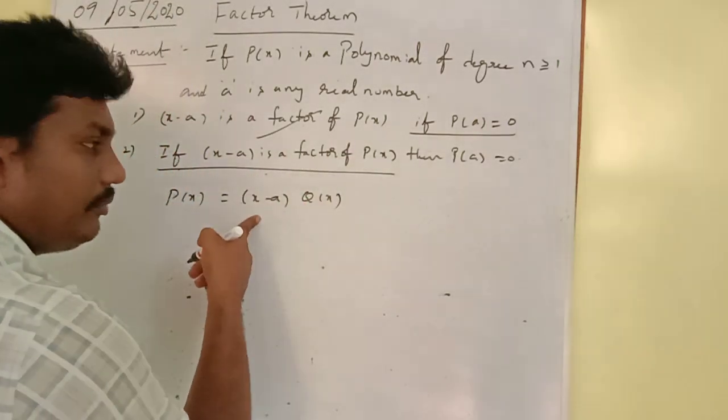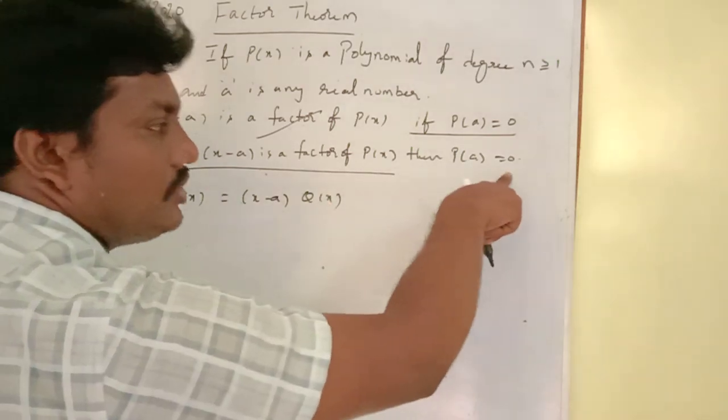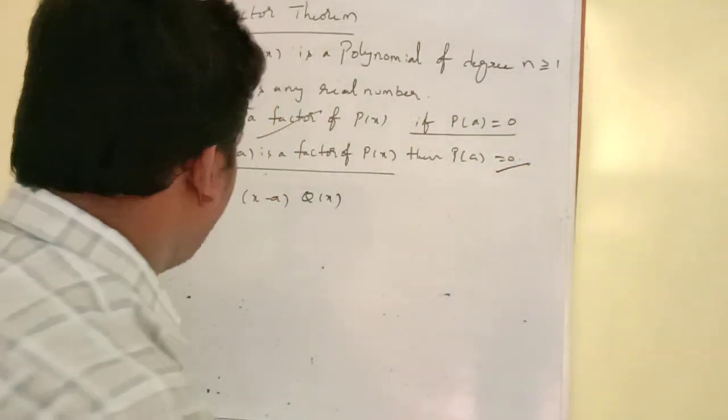When x minus a is a factor of p of x, what do we have to find? P of a is 0. We have to prove this.